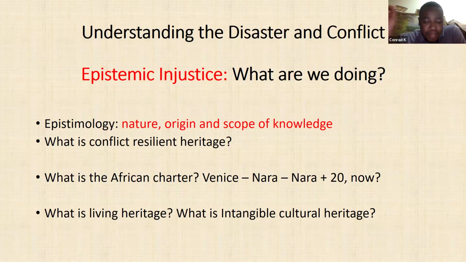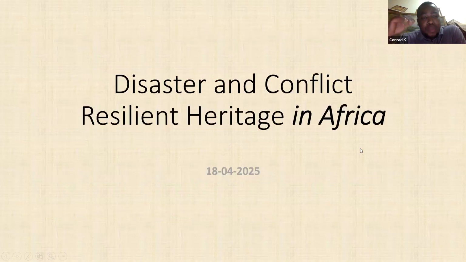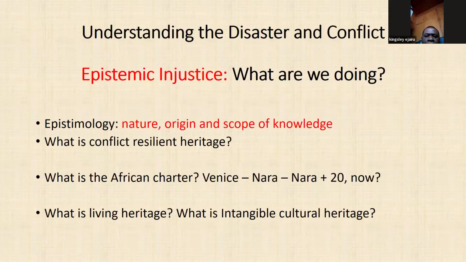So my topic, epistemic injustice, and what are we doing in the broader context of trying to understand disaster and conflict, is to just question what heritage means to us. Next slide, the slide on epistemic injustice.